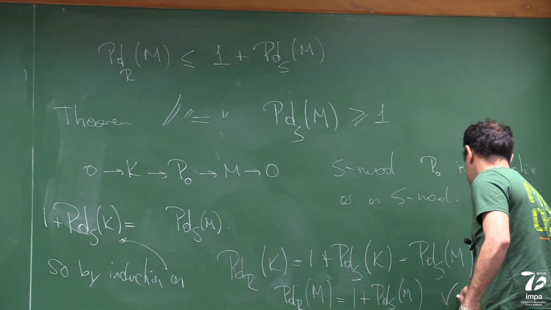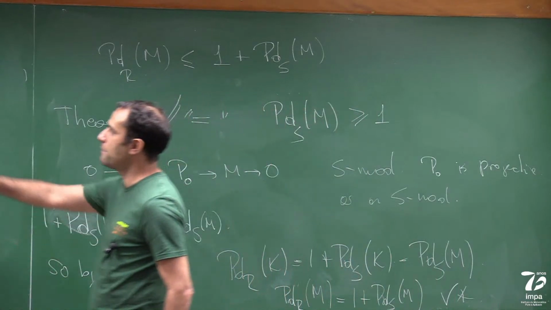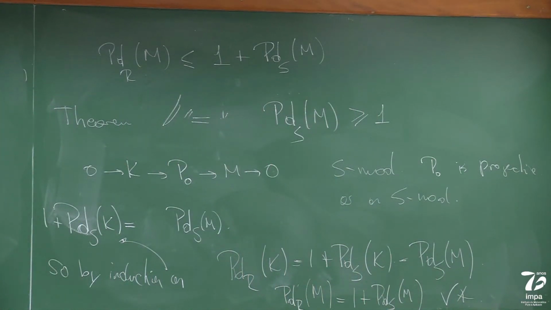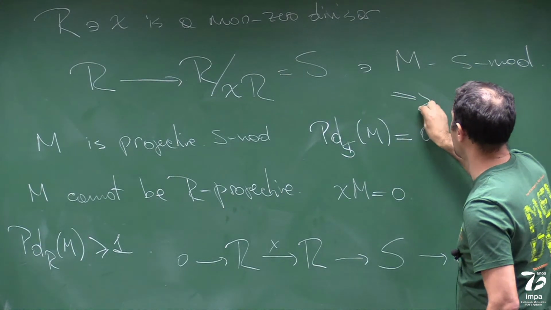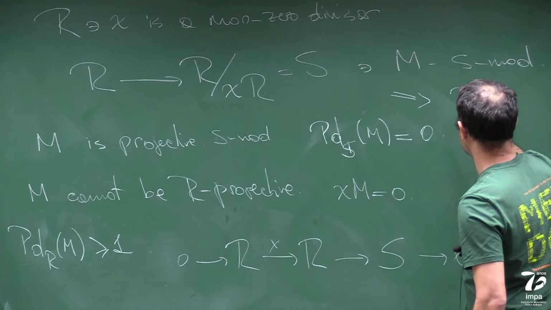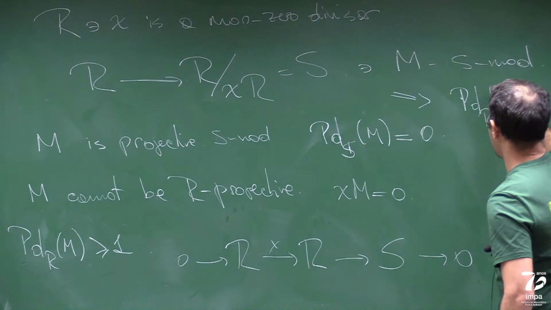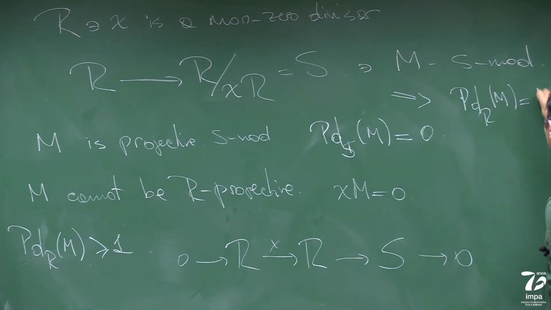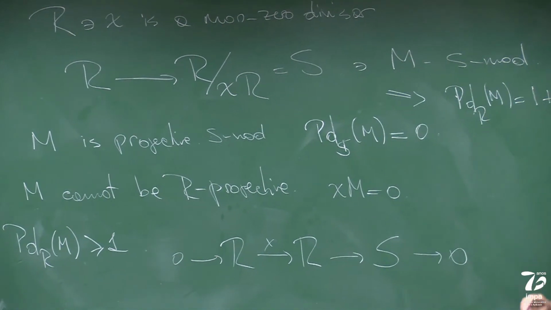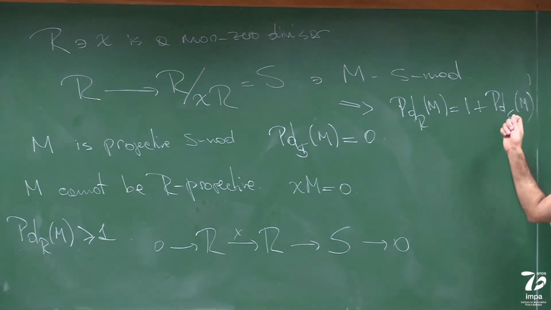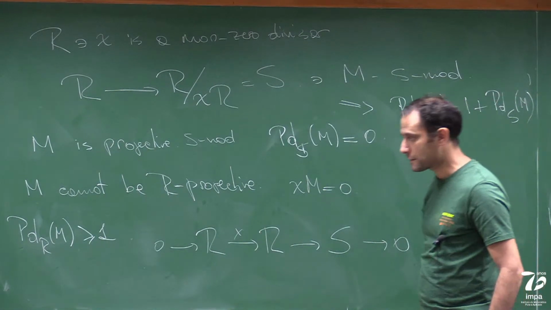Okay, so let's recap what the theorem says, that if I am in this situation and M is an S module, the theorem which is proved is that the projective dimension of M as an R module is 1 more than the projective dimension of M as an S module. And this is true even if these sides are both infinite.